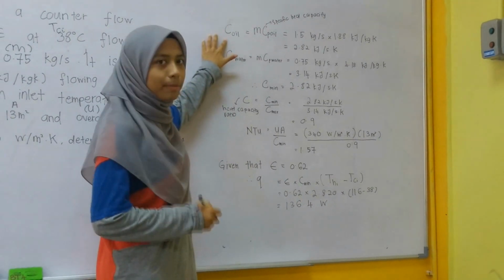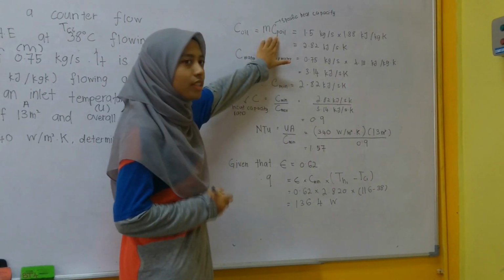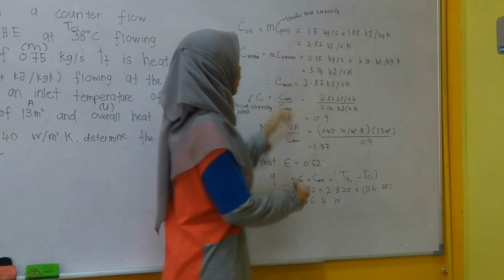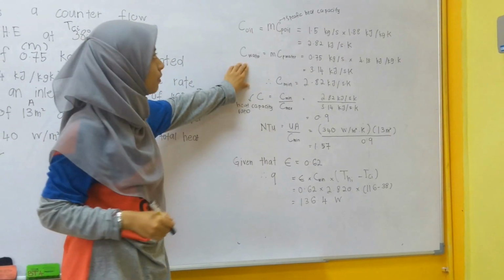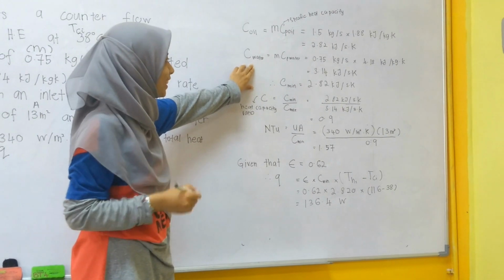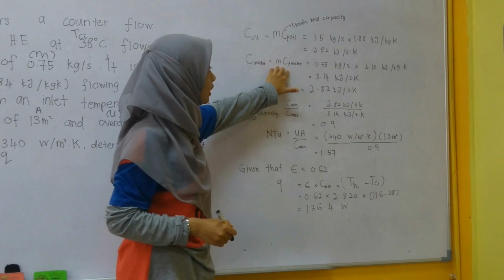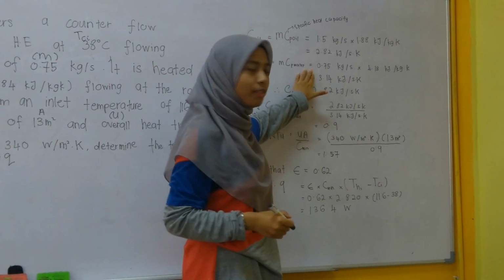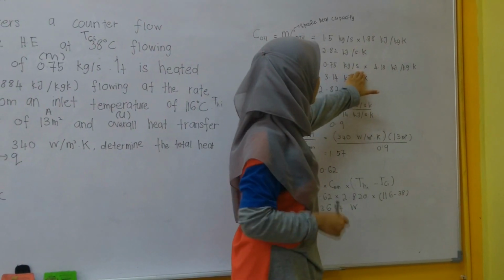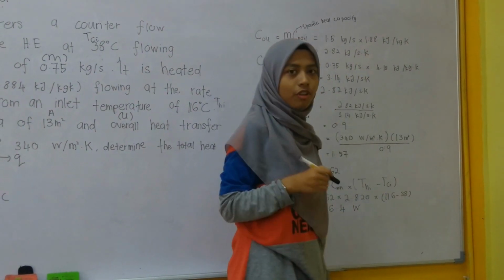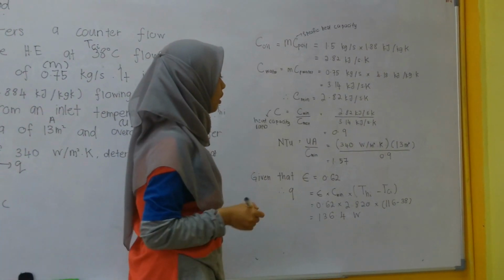This is for the heat capacity for oil. This is the mass flow rate, and this is the specific heat capacity for oil. Then we calculate, we will get 2.82. Then this is for the heat capacity for water, which is the same formula, which is MCP water. Then we substitute the mass flow rate, which is 0.75. Then we multiply with the CP water, which is 4.18. Then we can get 3.14.